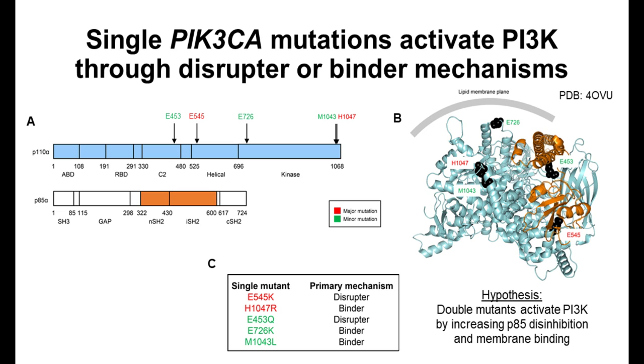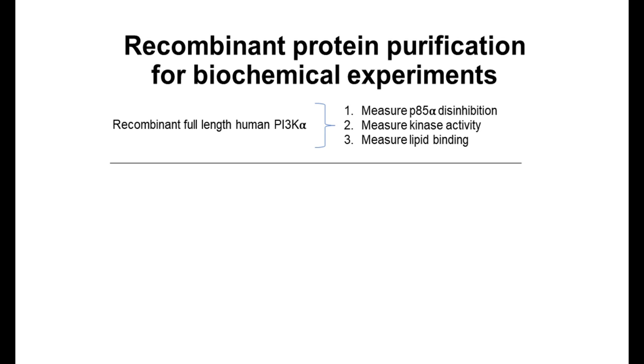Therefore, we speculated that E726 would function as a binder. And together, these classical papers in the field, combined with our investigation of the crystal structure vis-a-vis the mutations that we have identified in our study, led us to the hypothesis that double mutants activate PI3 kinase by both increasing P85 disinhibition, that is, increasing the disruption, as well as increasing membrane binding.